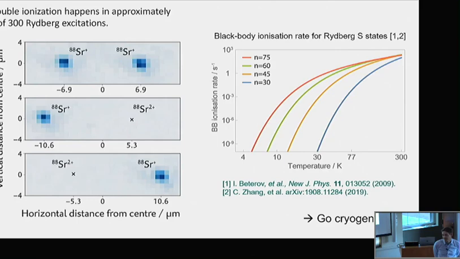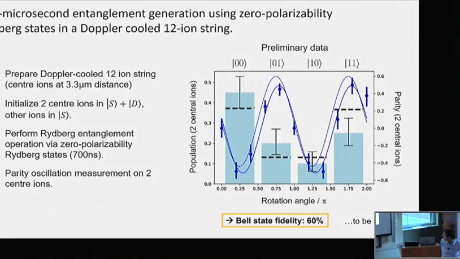Regarding the long ion chain, how do you select only two ions? We have a laser that only excites the two center ions into the S plus D states, and only the D state gets excited. All the other ions stay in S, and due to that, they are not excited to the Rydberg state. So we have an addressed 674 laser that drives the transition. The Rydberg excitation is then done globally.